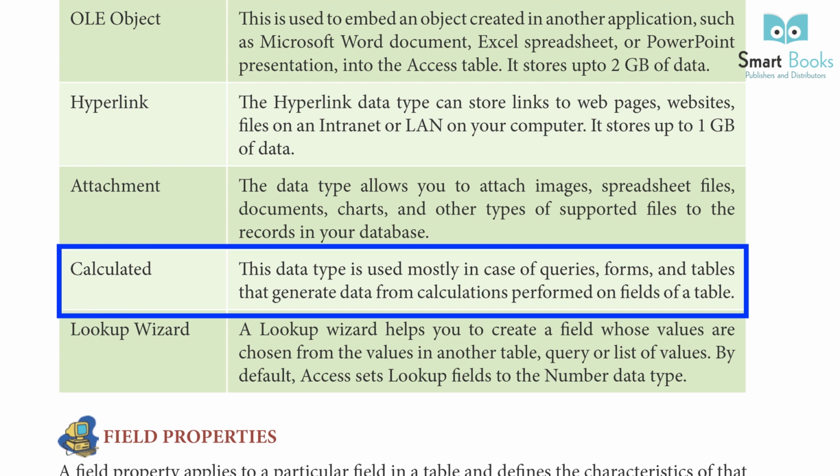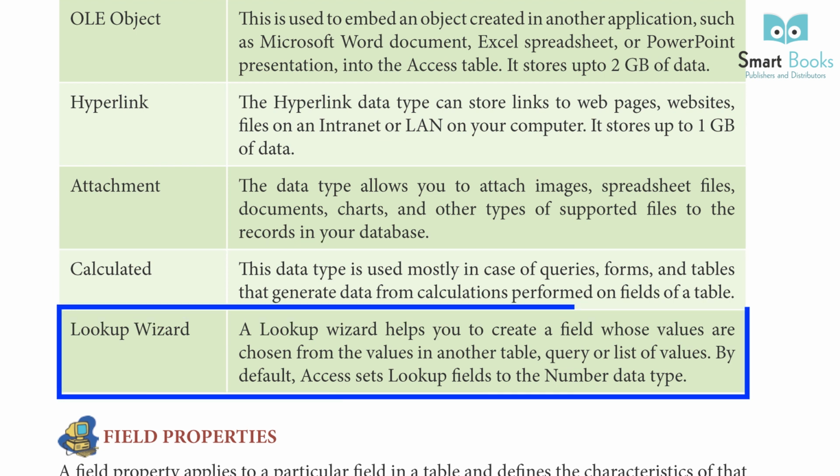Calculated: this data type is used mostly in queries, forms, and tables that generate data from calculations performed on fields of a table. Lookup Wizard: a Lookup Wizard helps you to create a field whose values are chosen from the values in another table, query, or list of values. By default, Access sets the Lookup field to the Number data type.